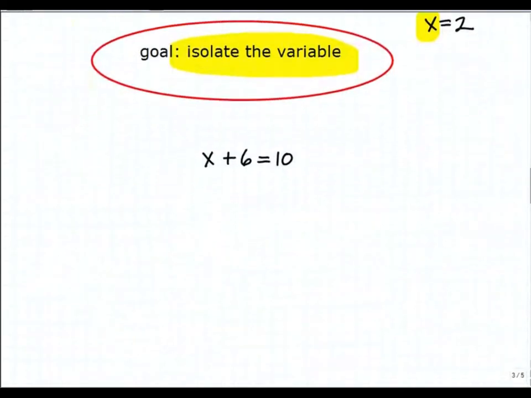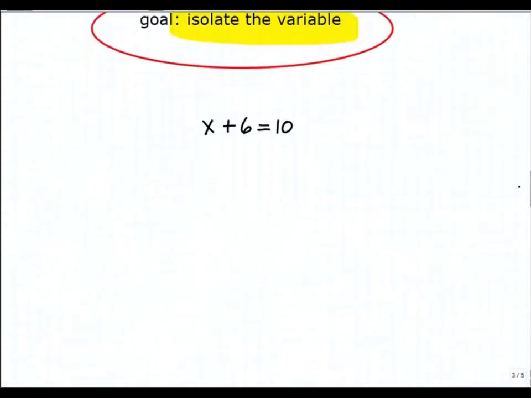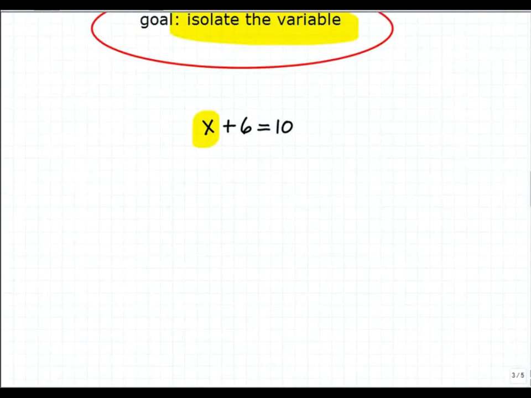Okay, so x plus 6 equals 10. I want the x by itself. I don't want to add 6 to it. So what I'm going to do is use an inverse operation to subtract that 6 away, because I just want the x by itself. So I'm going to go ahead and subtract a 6 away so I have the x by itself.